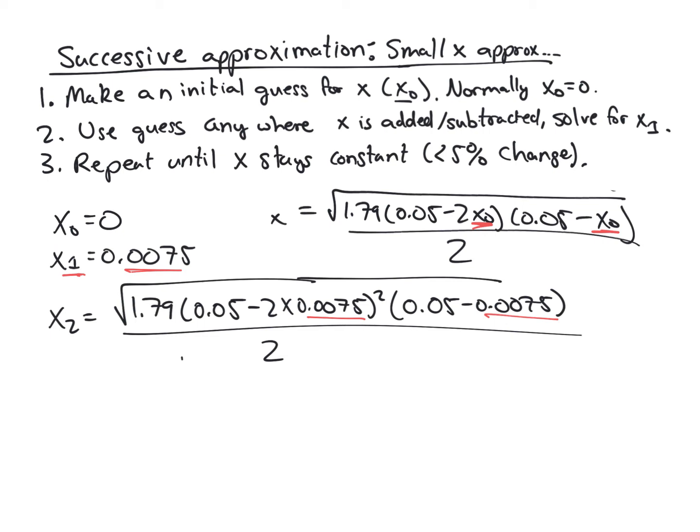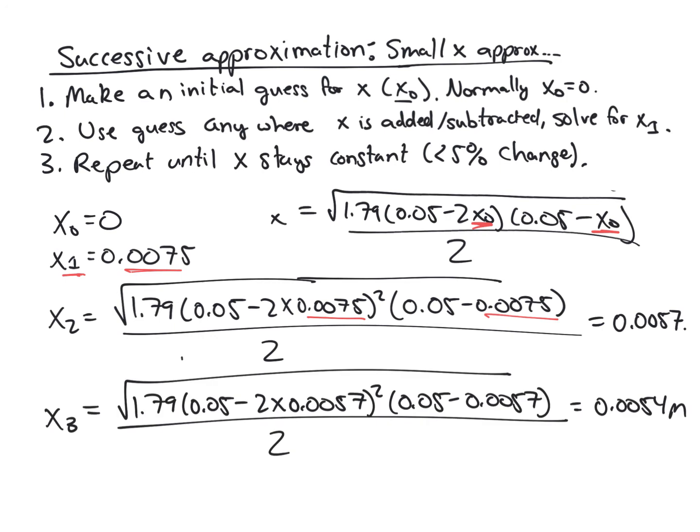This is going to give me an x2, which when I solve it is equal to 0.0057. Now I do that exact same process, just repeat. Instead of using 0.0075, I use 0.0057. So that's what my equation looks like. Again, you don't need to write this out, I'm just doing it here for your benefit. The easiest way to do this is just to keep typing this into your calculator. So that's what I get for x3, 0.0054.